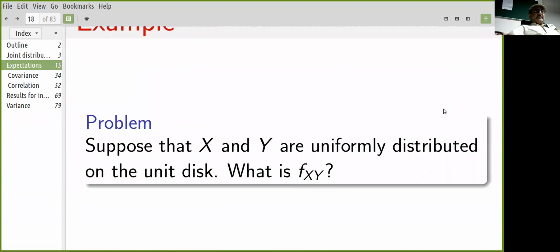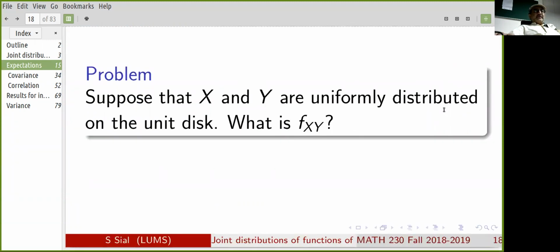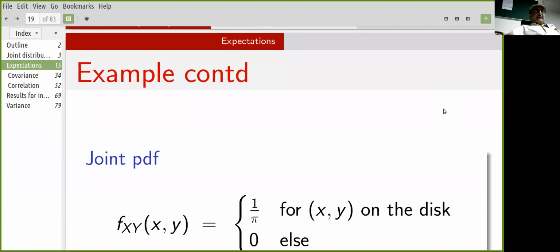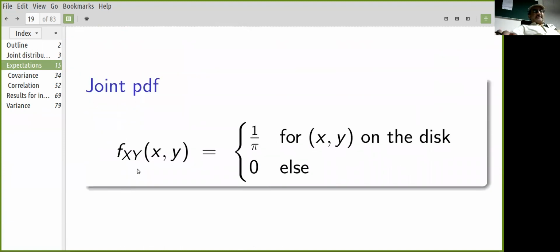Okay, so suppose x and y are uniformly distributed on the unit disk. What's f sub xy? Okay, well, f sub xy is equal to 1 over pi for (x,y) on the disk, 0 otherwise. Why? Because the area is pi. So if you integrate over that area, you're supposed to get 1. Right? So f sub xy equals 1 over pi. It's a constant. It's uniform.